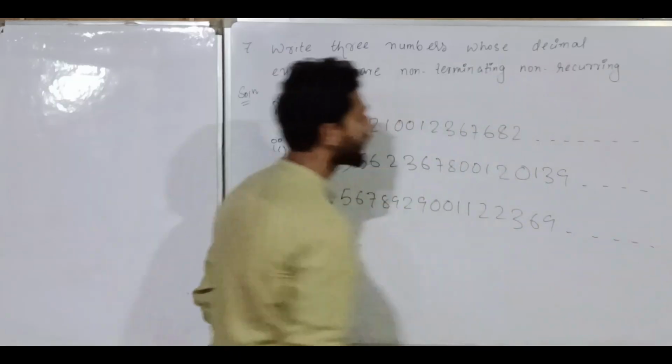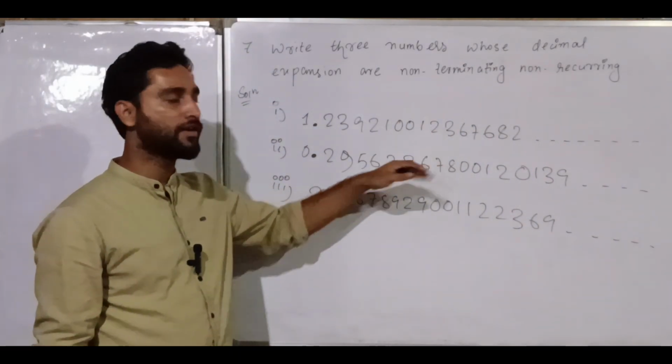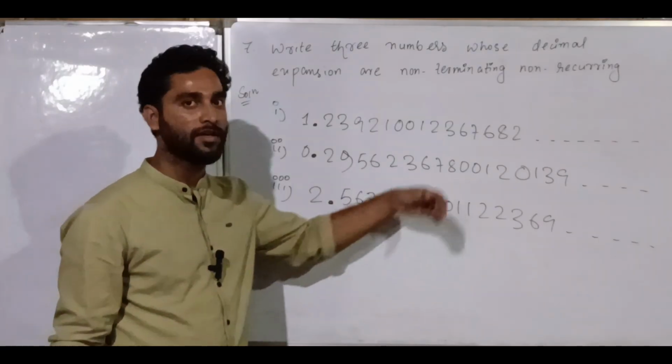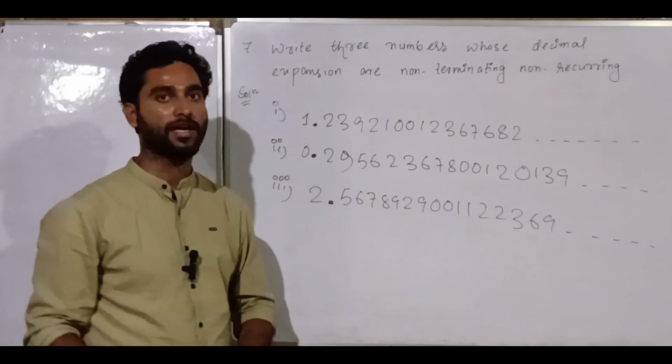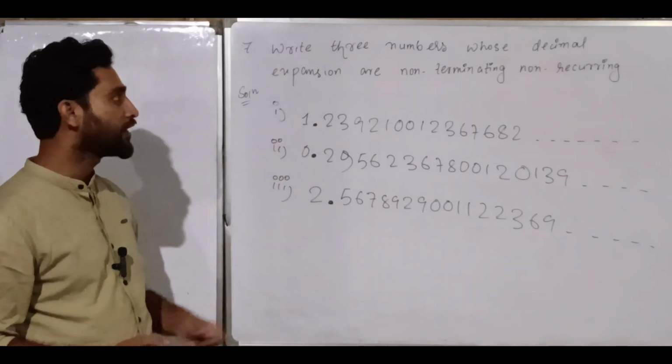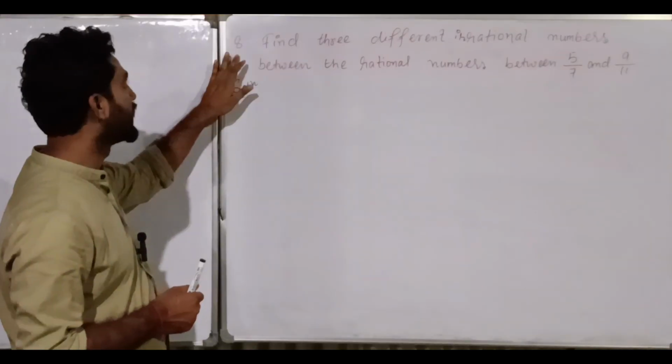So like this we can write there are infinite number of numbers whose decimal expansion is non-terminating, non-recurring. So these all are examples of the non-terminating, non-recurring decimal expansion. All are irrational numbers.